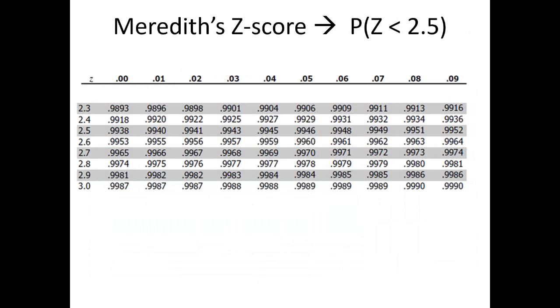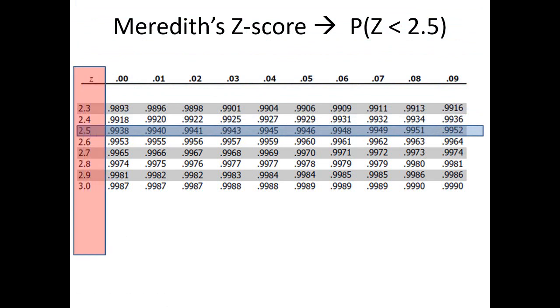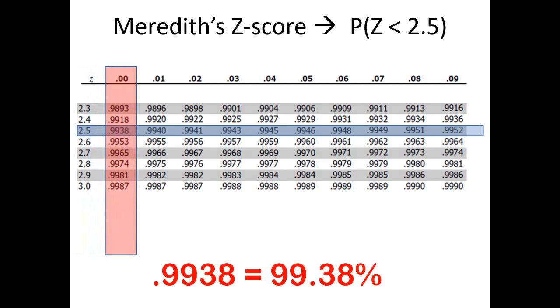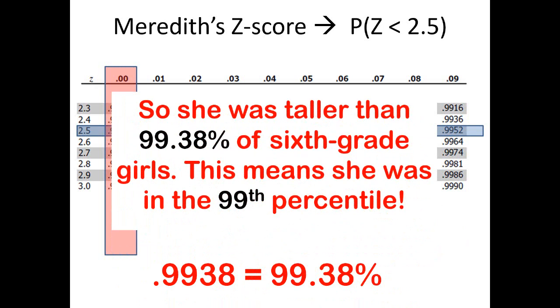So Meredith's z-score was 2.5. So we're going to go on the left down to 2.5. And if there's no digit afterwards, then we're going to go over to 0.00. And we find that Meredith's area, or percentage below Meredith's z-score, is 99.38%. So she was taller than 99.38% of 6th grade girls, meaning she's in the 99th percentile.